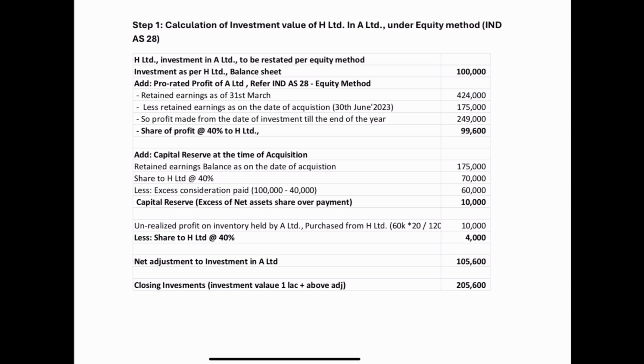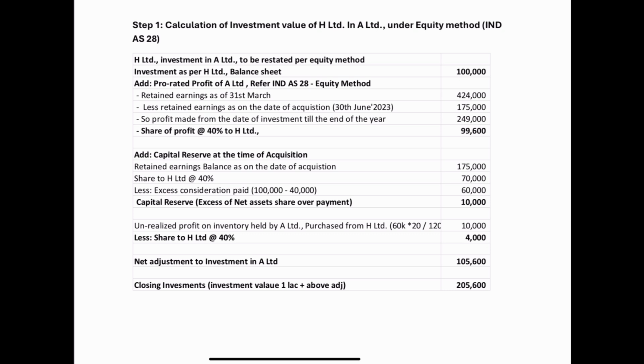That's a first step. And second, we also need to calculate what is the capital reserve at the time of acquisition. So in the sum, it has been given that the value of investment is lower than the net assets taken over by H Limited. So which means there is a capital reserve. So let's see how this should be computed.